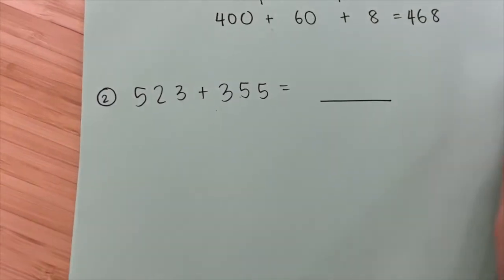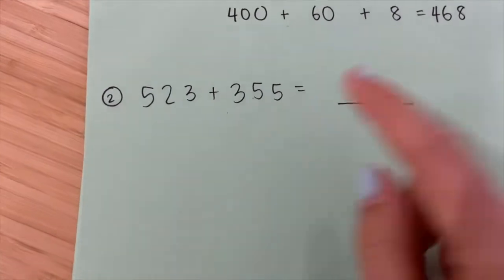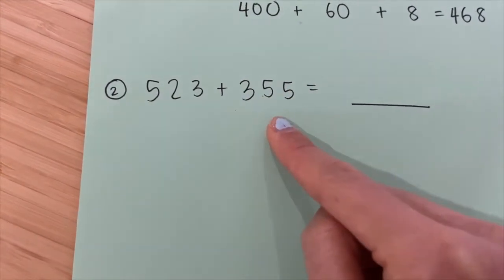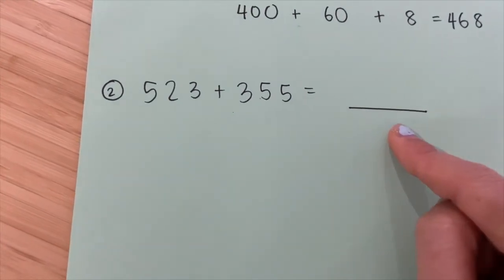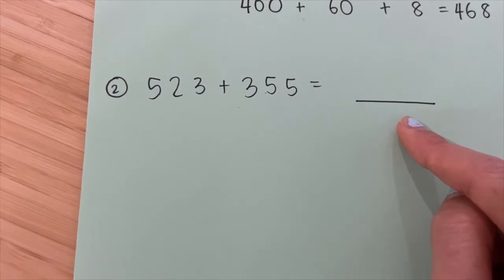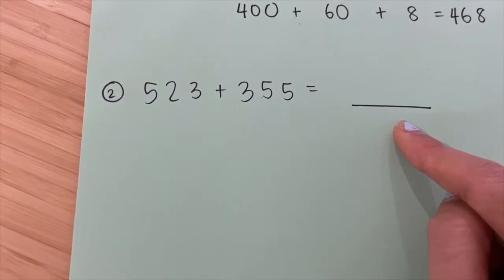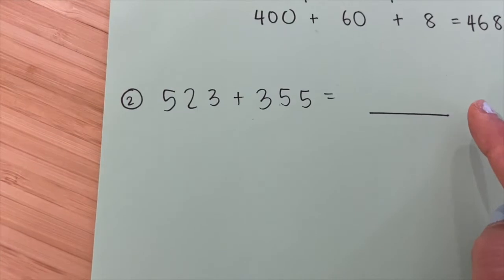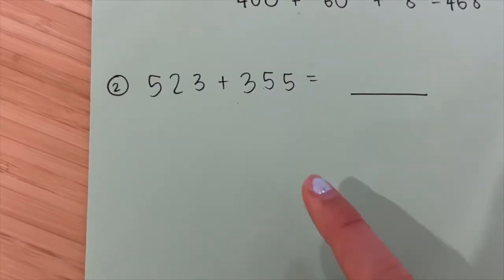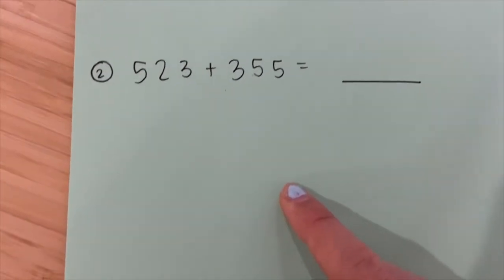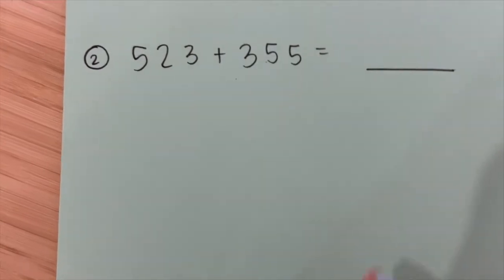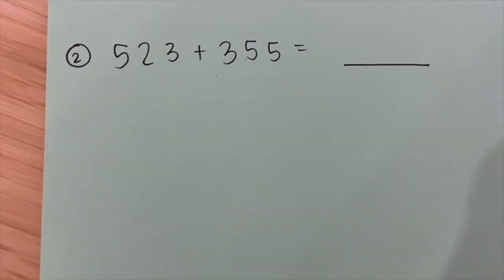Now I want you to try one yourself. Copy this number sentence down on your paper. 523 plus 355 equals blank. Now I want you to label your number sentence and then use flats, sticks, and dots just like Miss Kim did to add these two numbers together. I'll give you a moment to do this and then keep watching to figure out whether you got it right. Press pause.